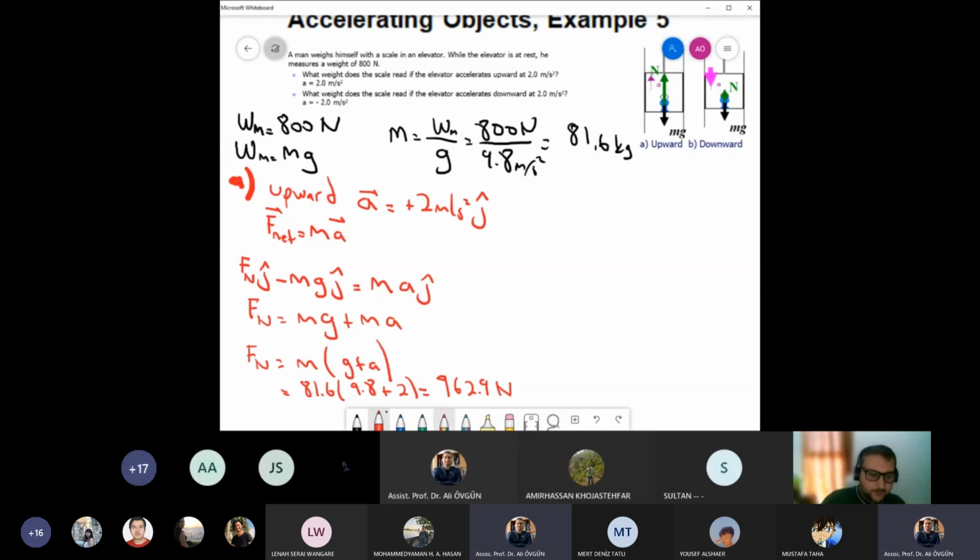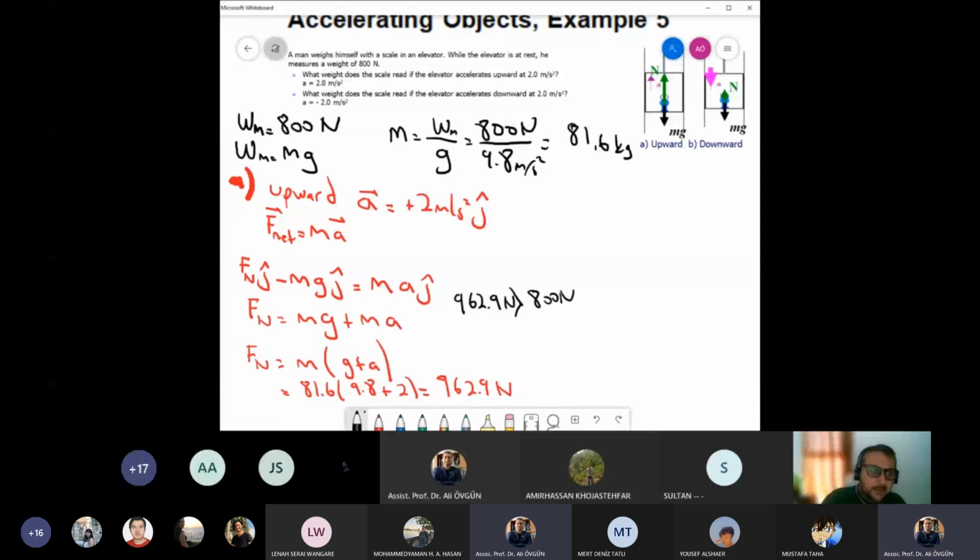So what happens? You can see that easily. 962.9 Newton is larger than the normal weight at rest. Why? Because the elevator is going upward, so it gains some weight. So if you are moving upward on the elevator, your weight is increasing.